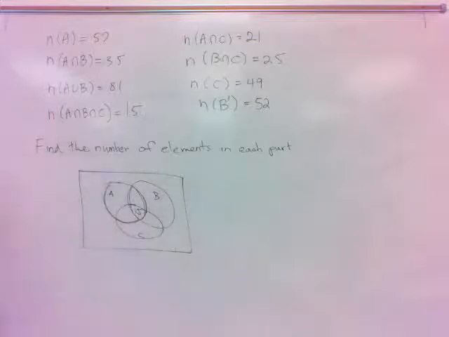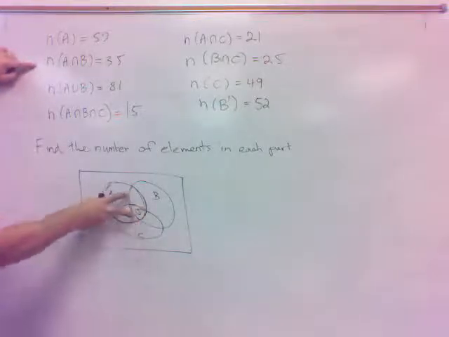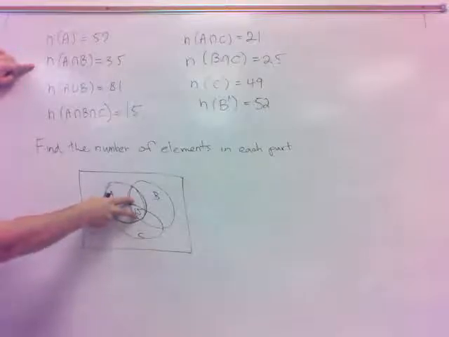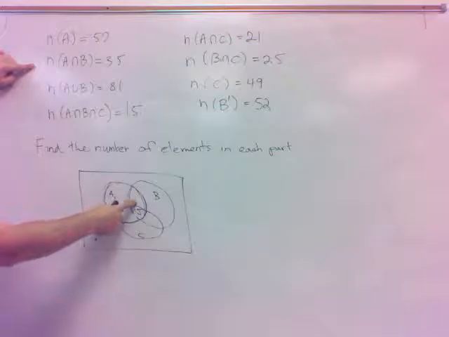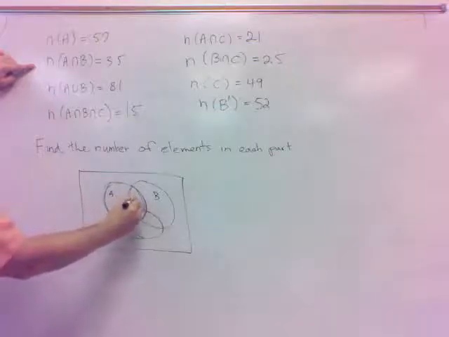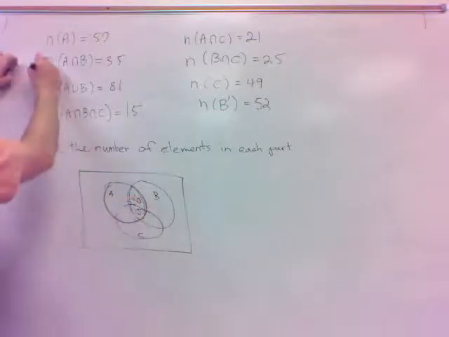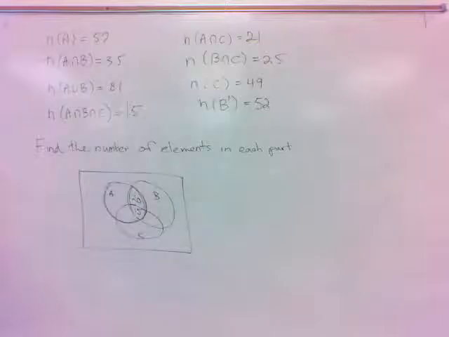Okay. Now where? I can go back now to this one, can't I? We talked about that one. A intersection B is 35. Well, that's these 2 pieces, here and here. And now I know this is 15, so doesn't that make that one be 20? Because they have to total 35. Okay. We've used that one.